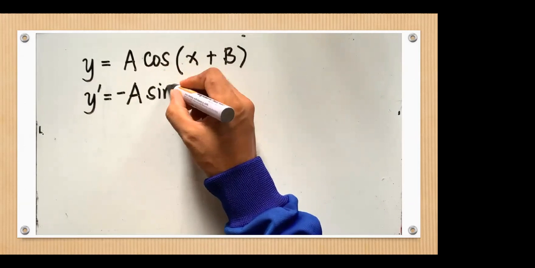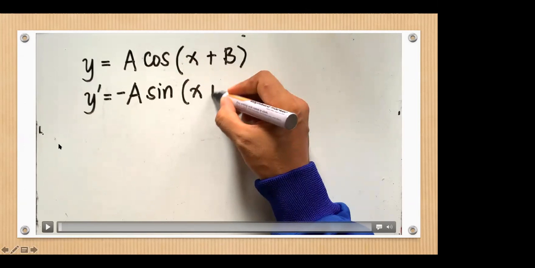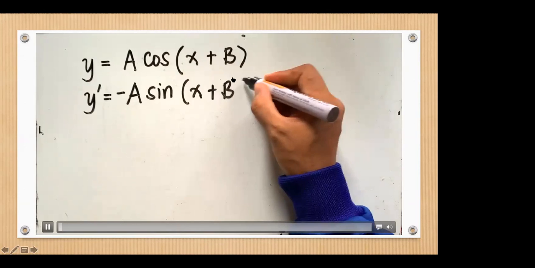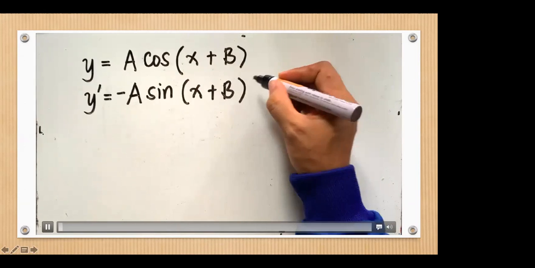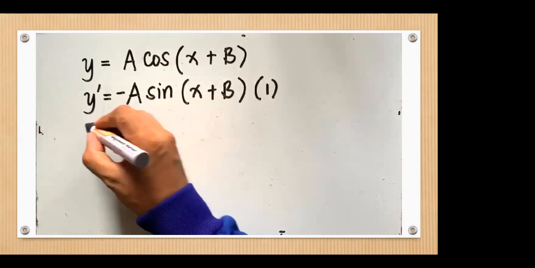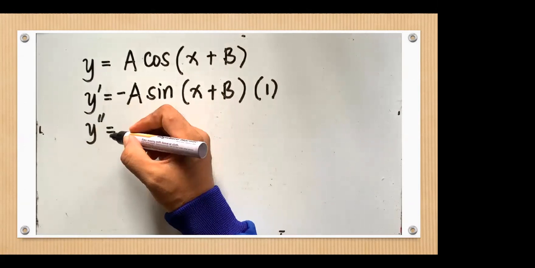So the derivative of cosine is negative sine, right? So you copy a and then negative sine of x plus b. x plus b is the argument of this trigonometric function. And you differentiate x plus b, and that is times 1. Now, we have to differentiate again because this equation contains two arbitrary constants.